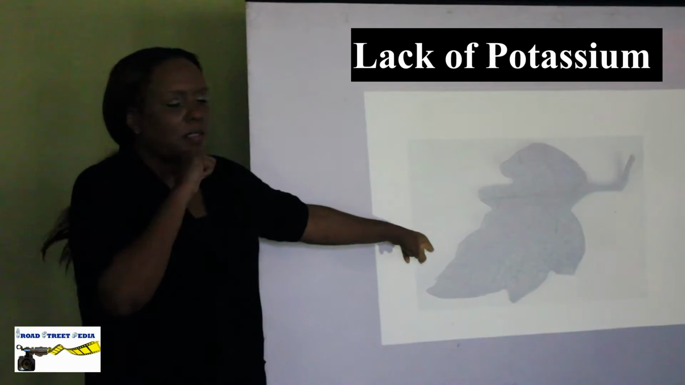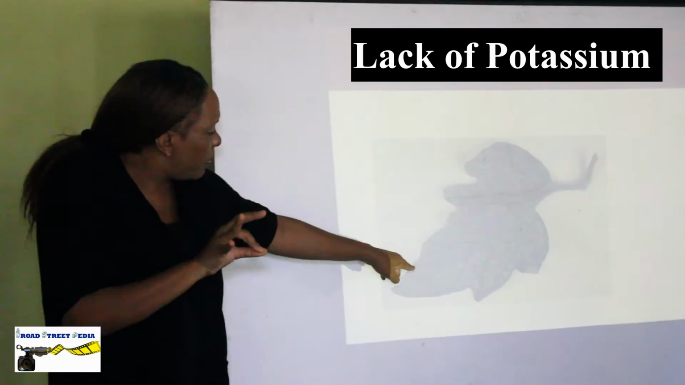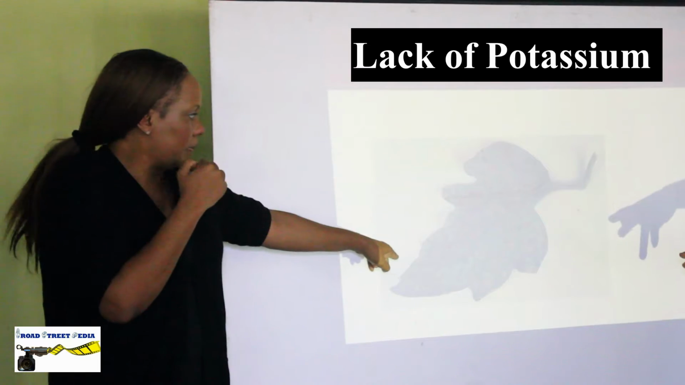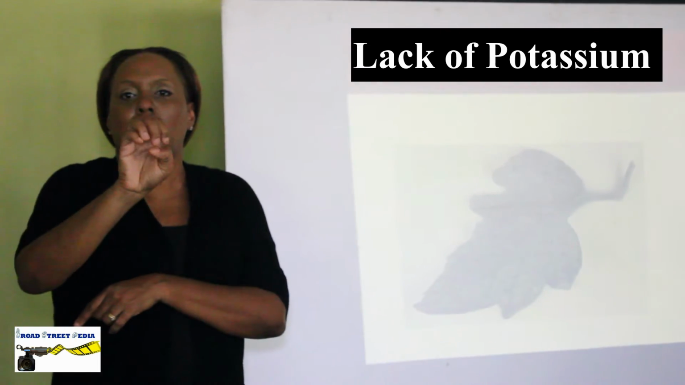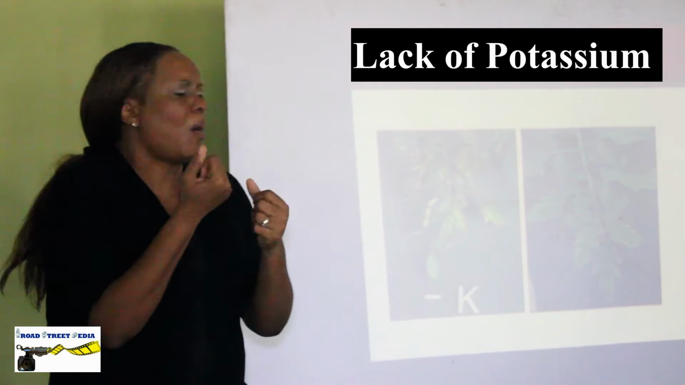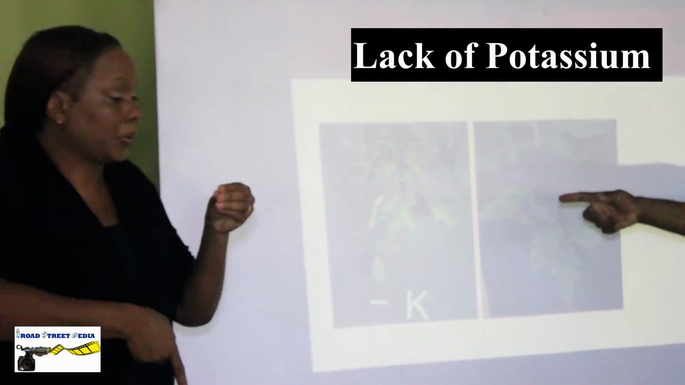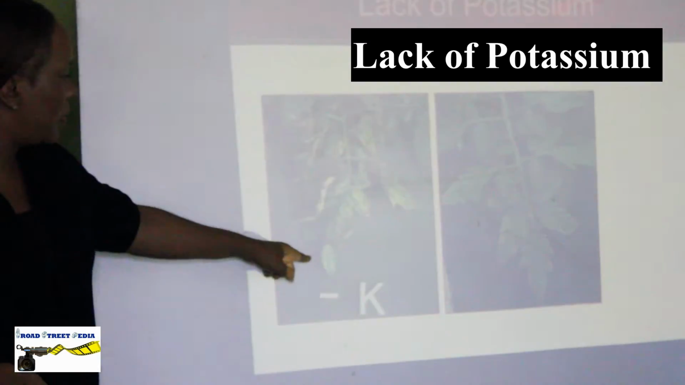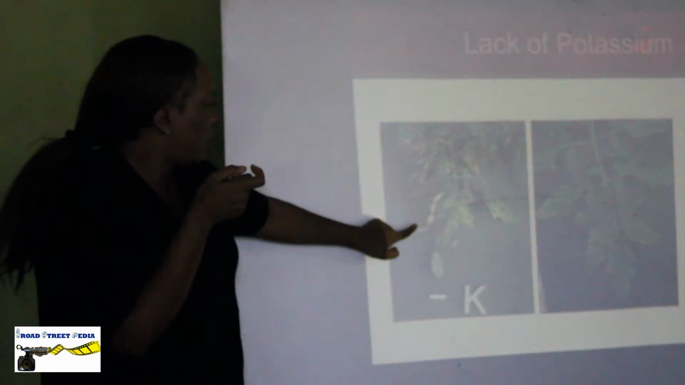In terms of potassium, this is what a leaf will look like if it's lacking potassium. It will have dark brown spots on the leaf. This is a bean leaf, and the leaf may even wilt or turn. So that is when it is lacking potassium. Here in tomatoes, it's not as dark, but you can see the leaf actually turning, or what we call wilting. That is when it's lacking potassium.